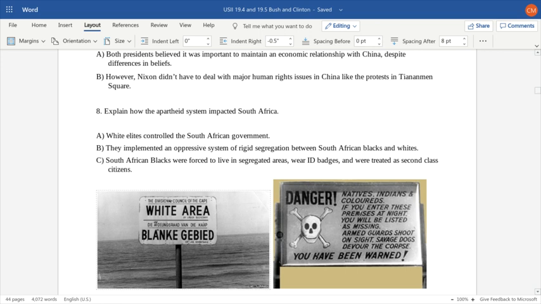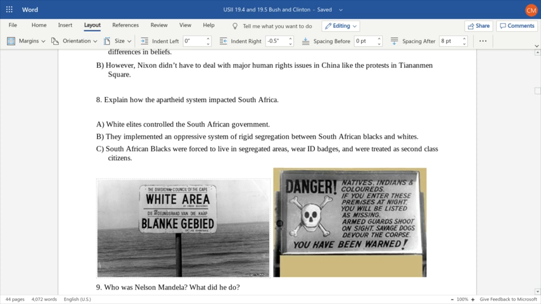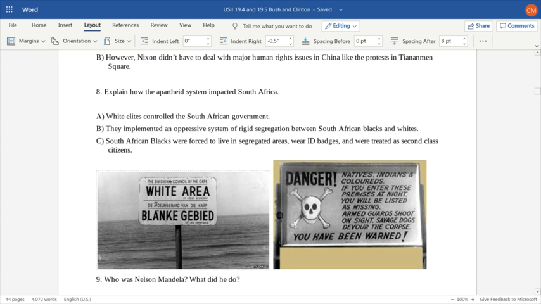You can see the sign on the right side there. "Danger, natives, Indians, and coloreds. If you enter these premises at night, you'll be listed as missing. Armed guards shoot on sight. Savage dogs devour your corpse. You've been warned." So basically a direct threat to your safety for any violations.